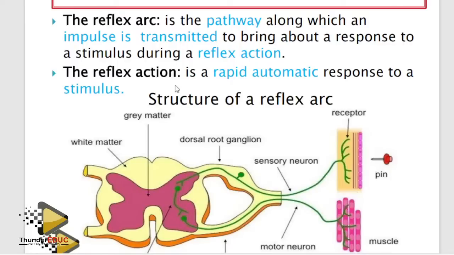A reflex arc is a pathway along which an impulse is transmitted to bring about a response. That's a reflex arc. Or you can say that a reflex arc is the path traveled by the impulse during the reflex action. Simple. Reflex action, you talk about a rapid automatic response to the stimulus. Sometimes you say a rapid involuntary response to the stimulus. You understand? Yes. So please know that.